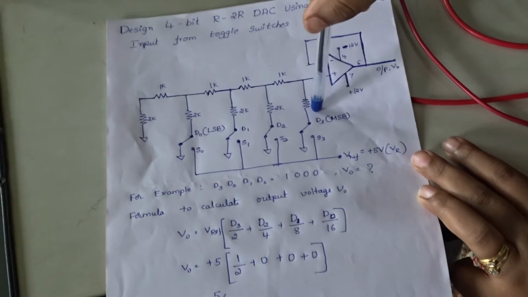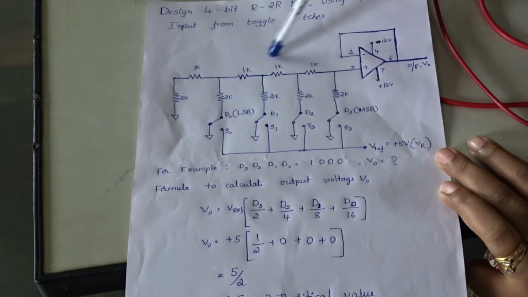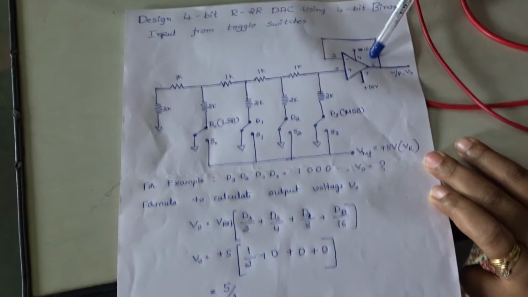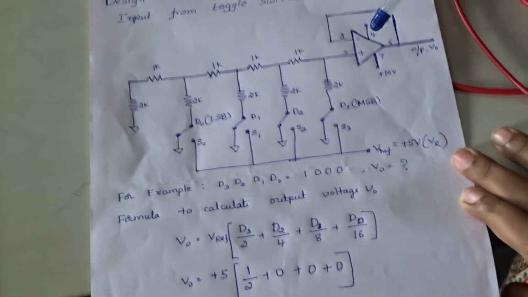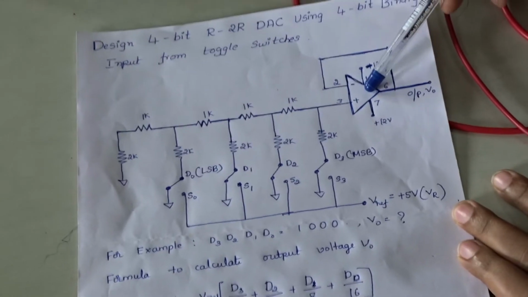So it is a 4-bit DAC, we are providing 4 binary inputs, and the output of the R2R ladder network is given to the op-amp, operational amplifier. Here we will be making use of the 741 op-amp. When I say 741 op-amp, it is an 8-pin IC.